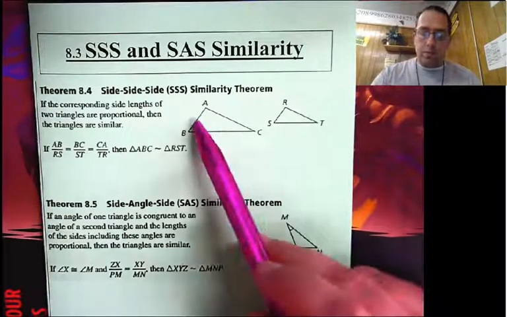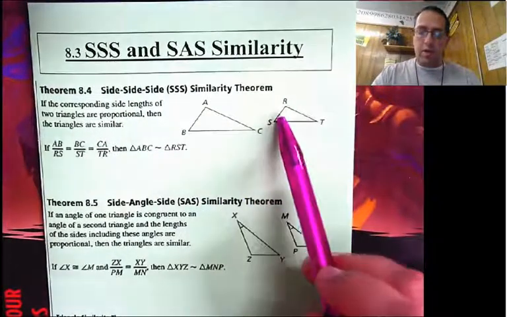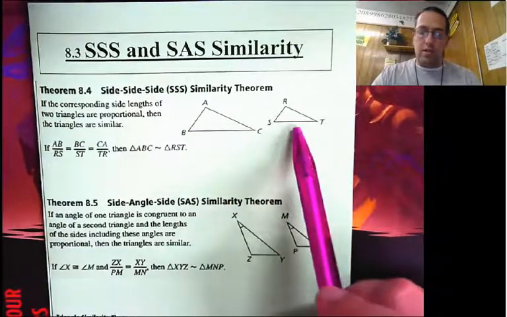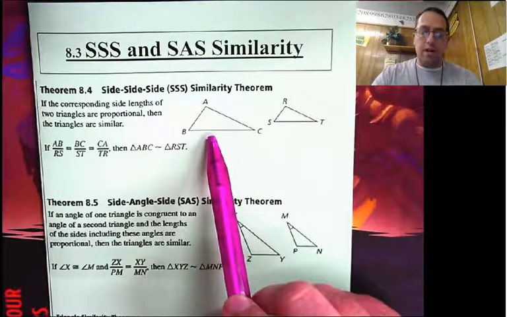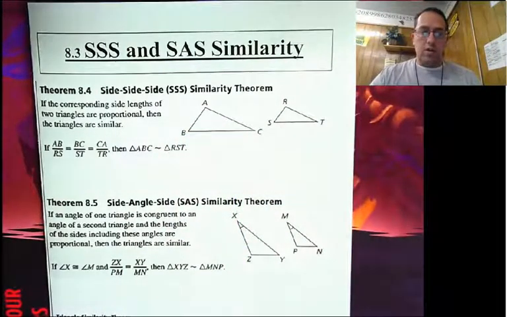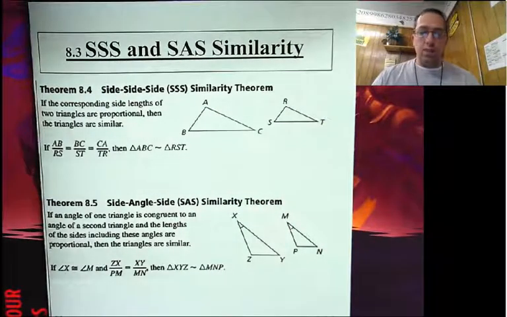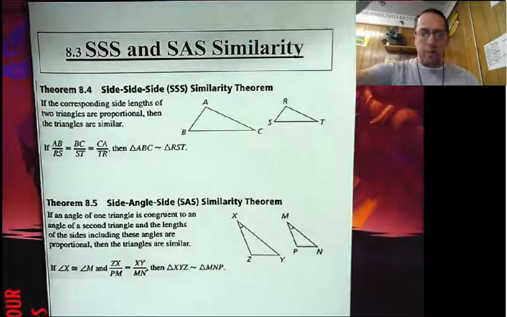So if we know that AB to SR is the same ratio as AC to RT, and that's the same ratio as ST to BC, then the triangles are going to be similar. We don't have to go checking to make sure all of the angles are congruent. If the sides are proportional, then the angles are going to automatically be congruent, giving us similar figures. And so then we can go into using proportions or scale factor or whatever to figure out whatever it is we're missing, whatever we need to know.